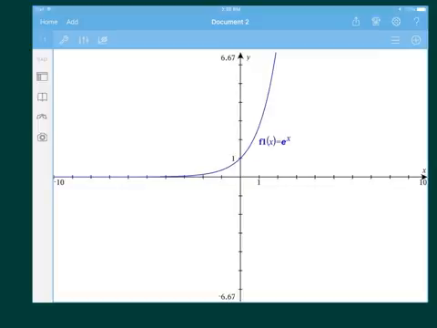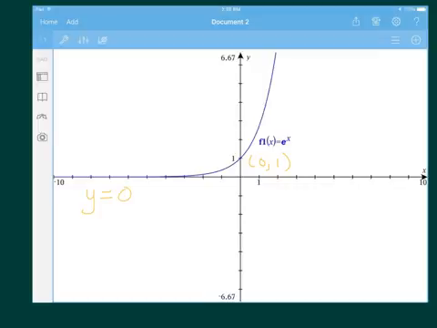We're going to talk about the transformation of graphs. And so the first thing we have to do is look at the parent function. So here's e to the x. And the important thing to know about e to the x is it's got the horizontal asymptote at y equals 0. And it's got the key point here at (0, 1). Those two things will be important.